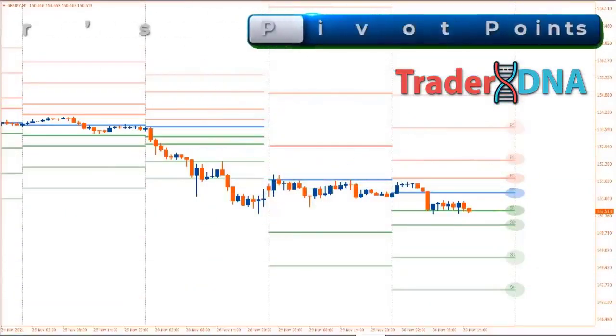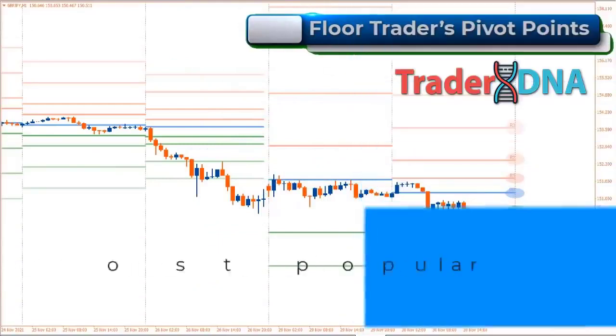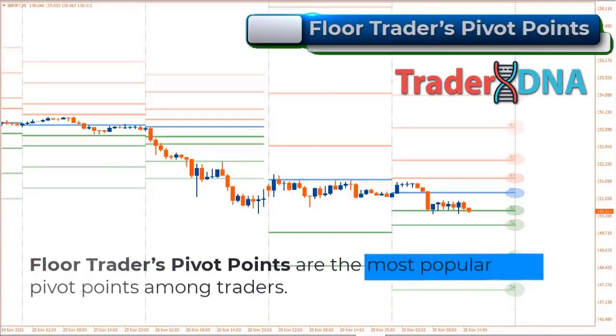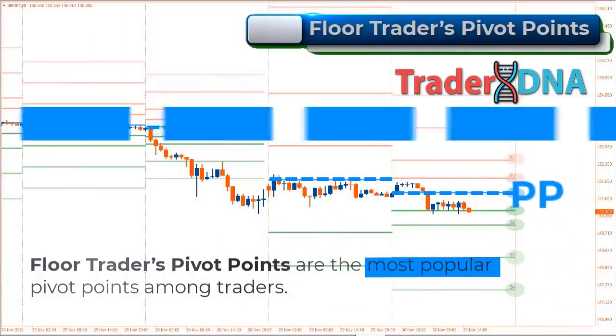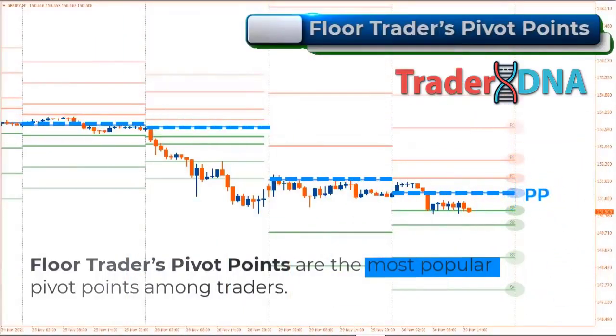Floor traders pivot points. Floor traders' pivot points are the most popular pivot points among traders. The central pivot point represents the intraday point of balance between the buyers and sellers and is usually where the largest amount of trading volume takes place.